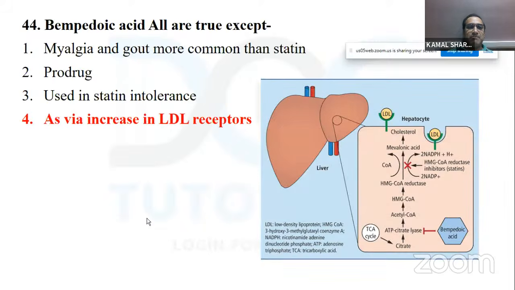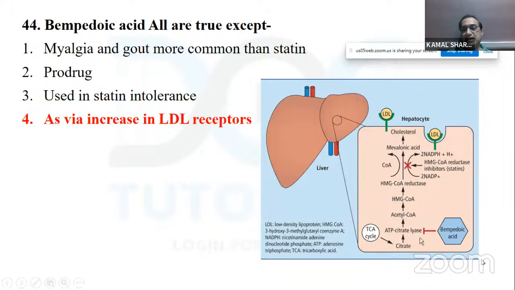Another question was about bempedoic acid. I think myalgia is more common than with statin, which should not be correct, but I believe it was gout. So gout is surely more common. It's a prodrug and it's used in statin intolerance. But the option which was surely incorrect was increase in LDL receptor.